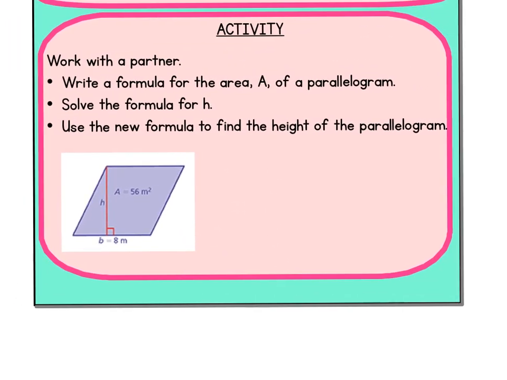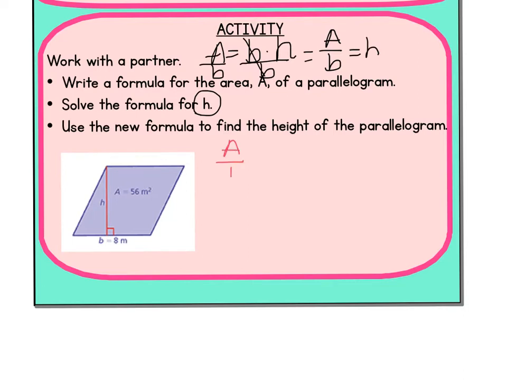On the last one, we have the formula for area of a parallelogram, which is A equals base times height. So when I take this formula and I solve for h, I have to divide both sides by b. So I get A over b equals h. And I'm going to use the given information to solve for h. So A is 56, b is 8, and we want to find what h would equal. 56 over 8 equals 7, and we have our label of meters.